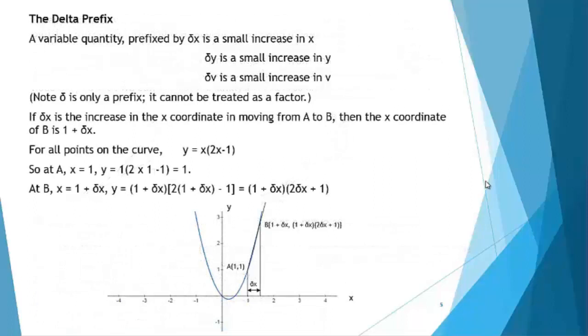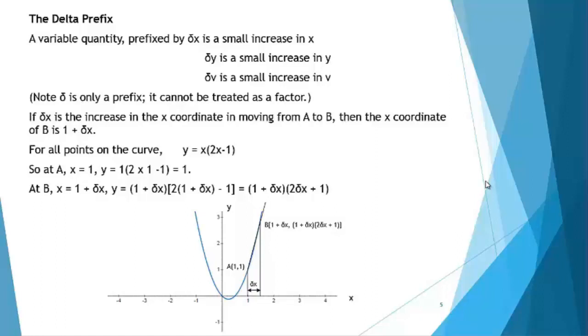The delta prefix, a variable quantity prefixed by delta x, is a small increase in x. Delta y is a small increase in y, and delta v is a small increase in v. Note that delta is only a prefix. It cannot be treated as a factor. If delta x is the increase in the x coordinate in moving from a to b, then the x coordinate of b is 1 plus delta x.